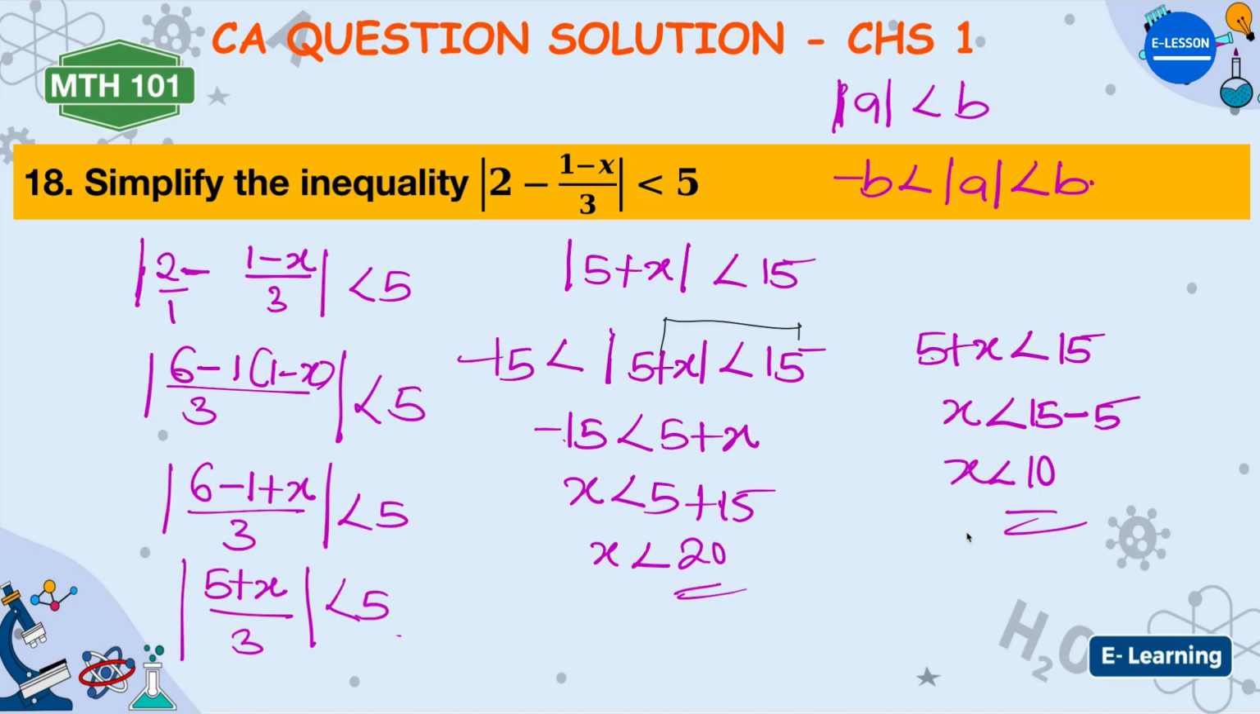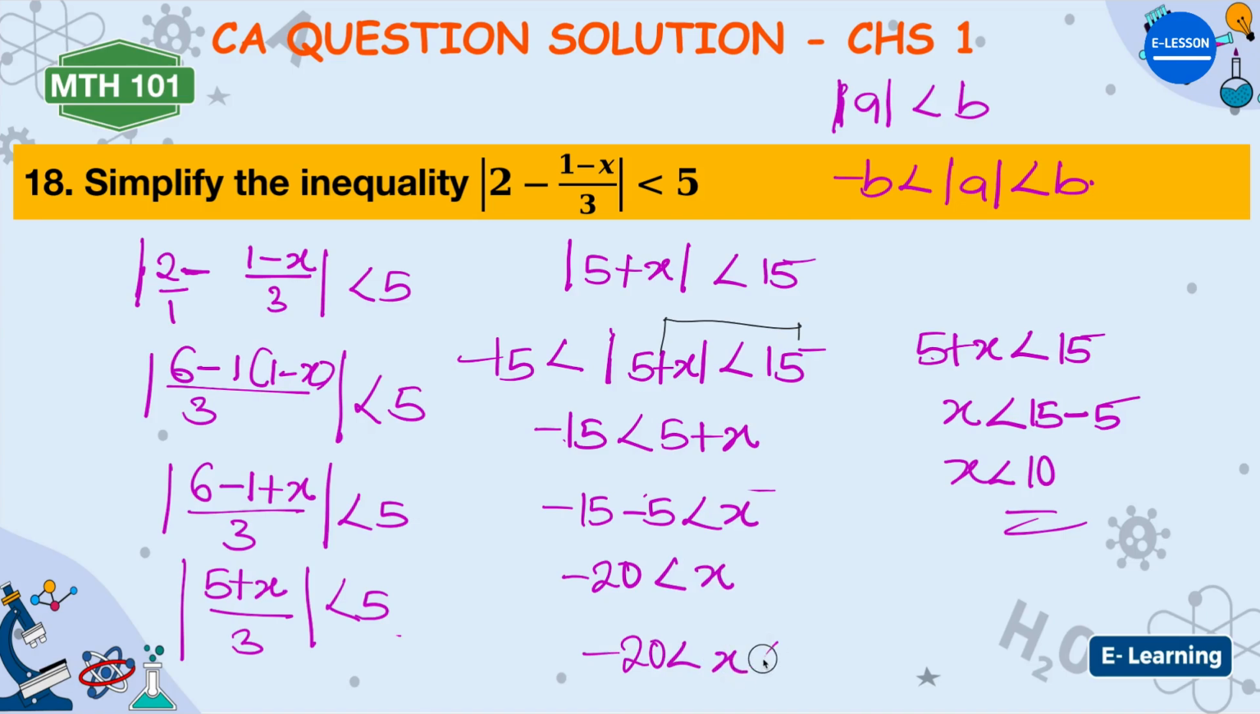Now, most times, did I just say positive 20? It's supposed to be minus 20. That means I actually made a mistake somewhere. It's supposed to be minus 20, right? Because look at it. Let's not do it that way. Take this minus 5 to this side, becomes minus 15 minus 5 is less than x. We're taking this one to this side. So here it gives us minus 20 is less than x. So the answer is minus 20 less than x, and x is less than 10. Is that okay? That is the correct answer to this one.